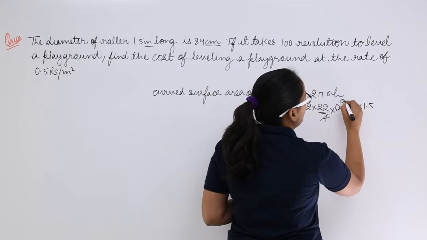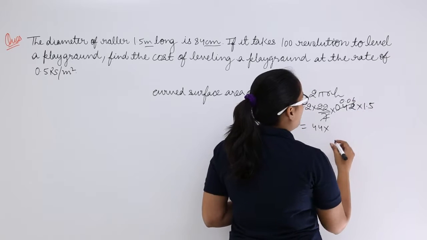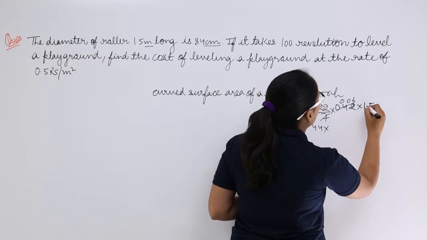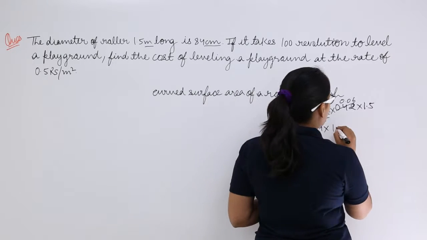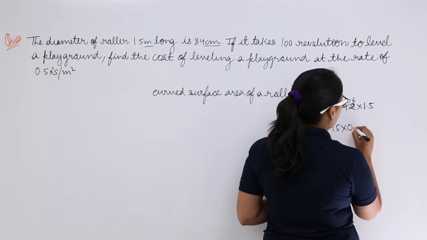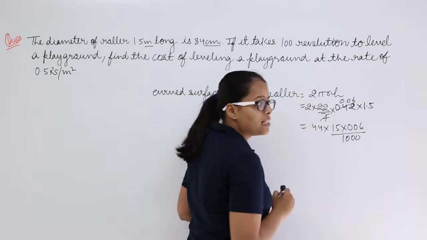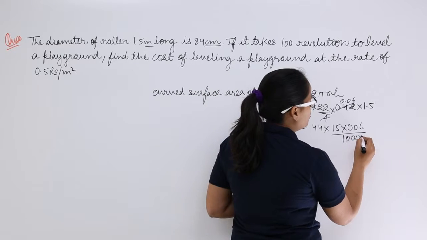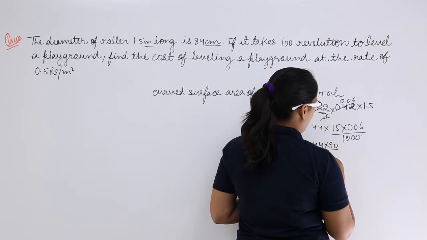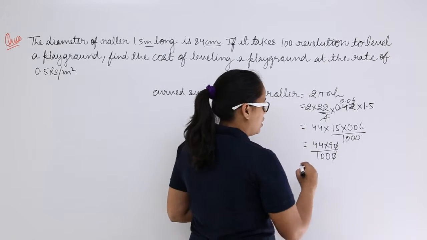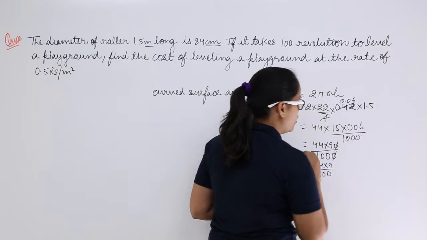Now, this is 0.6, and on multiplication, 1.5 meter long, this is 15, and you can write this as 0.06 divided by... remove the decimal points. So you'll get 44 into 90 divided by 1000. So 0 and 0 will get cancelled out, and you'll be getting 44 into 9 divided by 100.